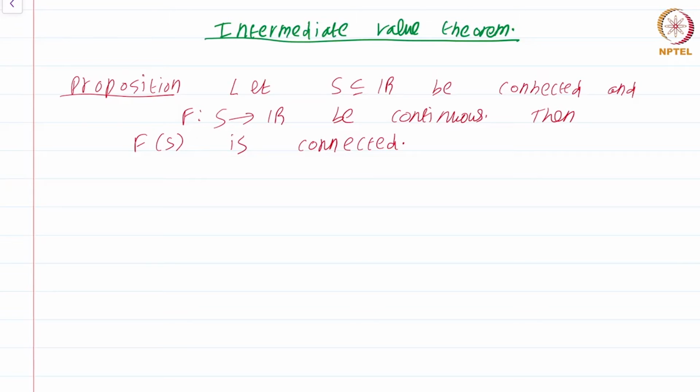To visualize this, you can think of a connected set as a set that is there in one piece, and a continuous mapping cannot rip this into two pieces. Proof.